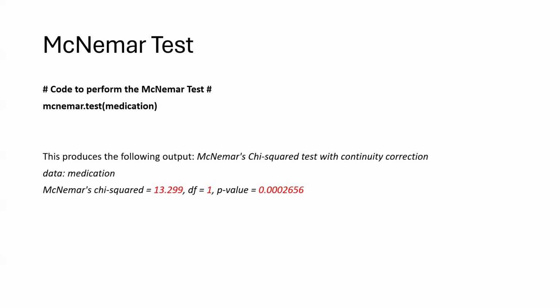So let's go ahead and apply the McNemar test. So in R, it's mcnemar.test. This is the function, and this is the name of the matrix, medication. If we apply this particular function to this matrix, this is our output. Here is our McNemar chi-square value, our degrees of freedom, and our associated p-value. And because our p-value is less than our assumed alpha value of 0.05, we will reject the null hypothesis. But first, let's talk about the hypothesis structure.